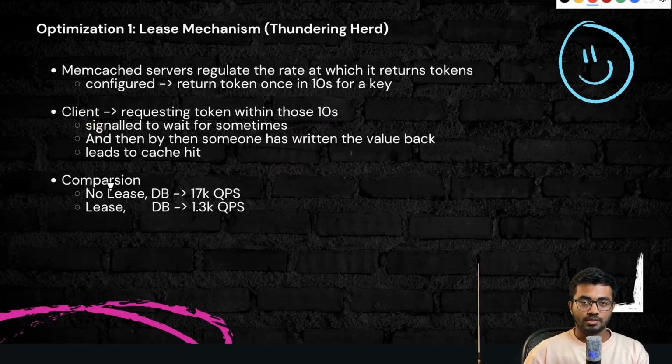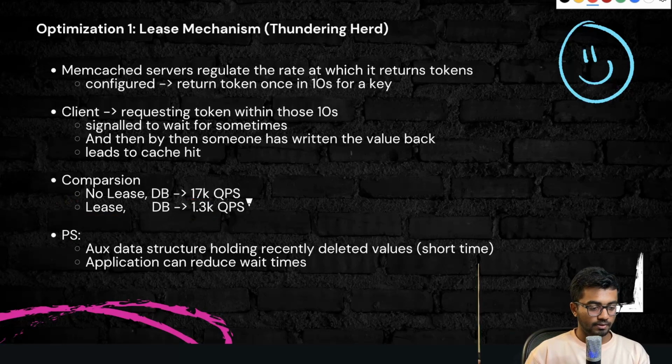So there was a comparison study that was done at Facebook. Without any lease, the peak rate of the database was 17,000 queries per second. So it was reaching around 17,000, but with lease in place, it was reaching around 1.3K QPS. Huge performance improvement to reduce the load on the database. So that is how the lease mechanism is used to reduce the load that is reaching the database at the end. Okay, and the application can reduce the wait times.